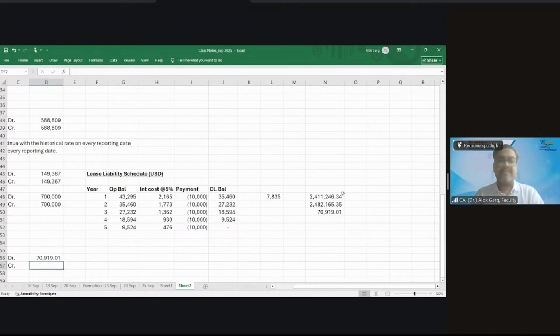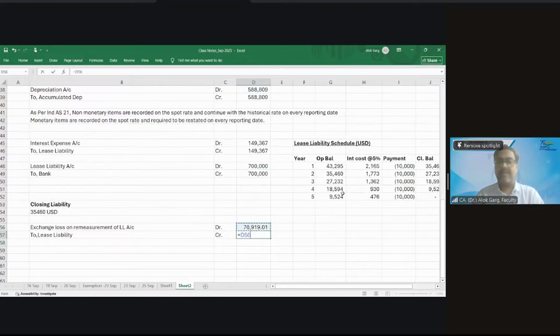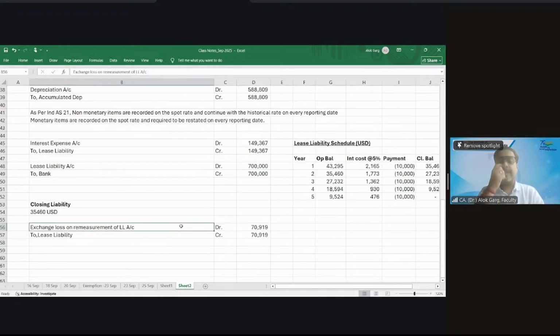Did you understand how the 70 minus 68 was done? Yes, sir. We can multiply by 2. The difference is 2 rupees, between the opening rate of 68 and the closing rate. The difference is 2 rupees, right? So this is the accounting entry.